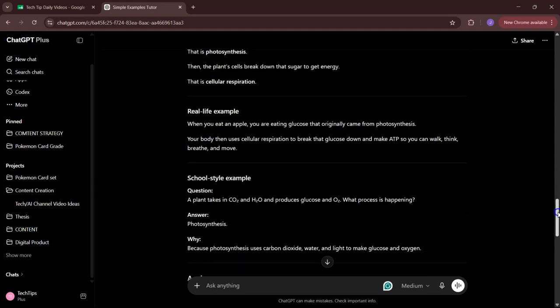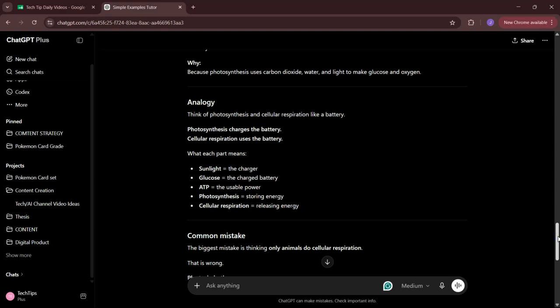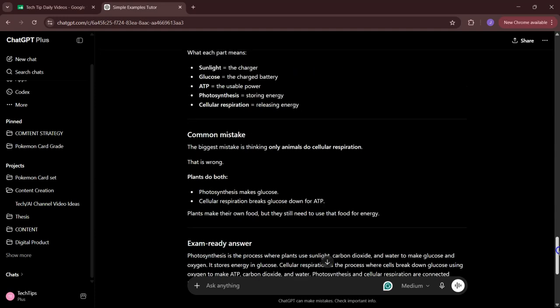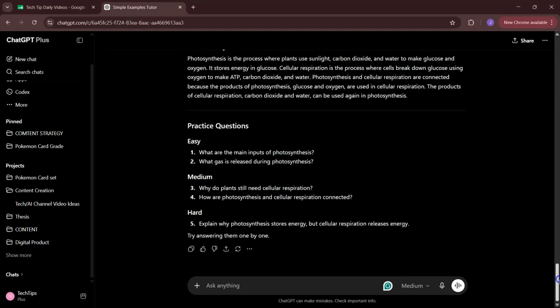Then it gives us real-life examples, school-style examples, and an analogy to help us actually get it and help it click a little bit better. Common mistakes. The biggest mistake is thinking only animals do cellular respiration. That is wrong. Plants do both. And an exam-ready answer. Practice questions, easy, medium, hard, and then you can try to actually answer them one by one.